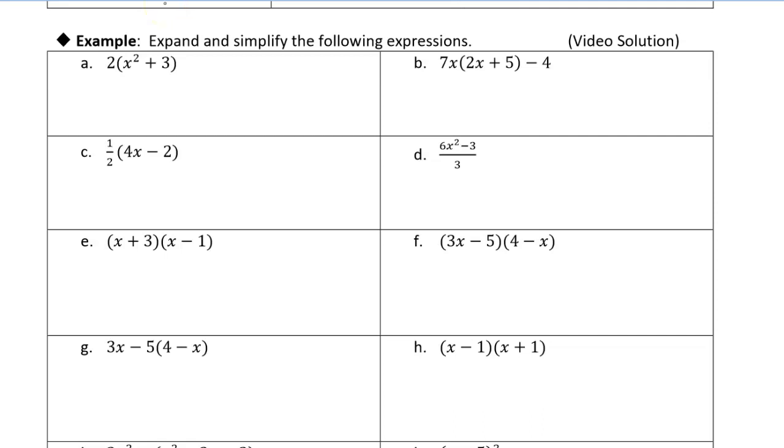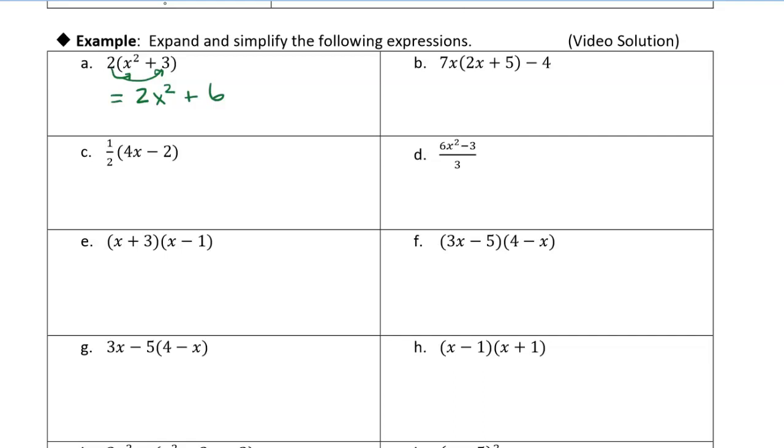All right, so let's take a look at these examples. So this first one we have 2 times x squared plus 3. So I'm just going to distribute the 2 across the two terms in parentheses. Then we can remove the parentheses. So we get 2x squared plus 6. All right, so we've expanded that expression and removed the grouping notation.